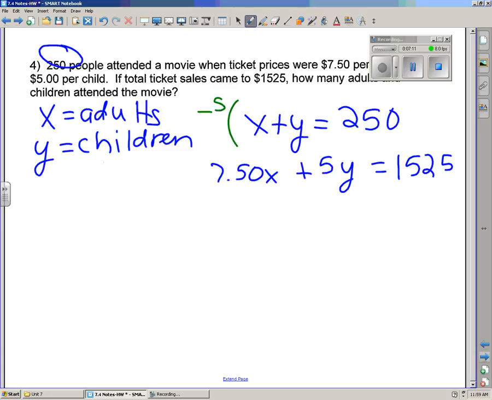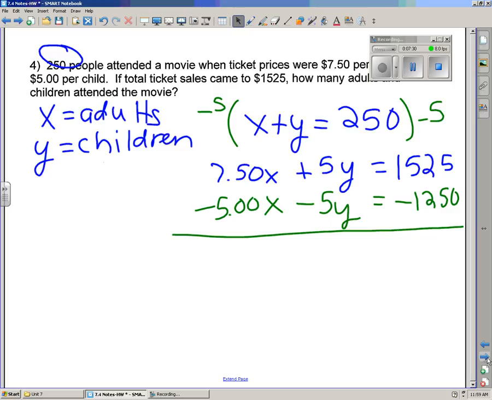I'm going to multiply the top equation all the way through by -5 to get -5x. I'll put the zeros in this time just because we're dealing with some money here. Minus 5y ends up equaling -1,250.